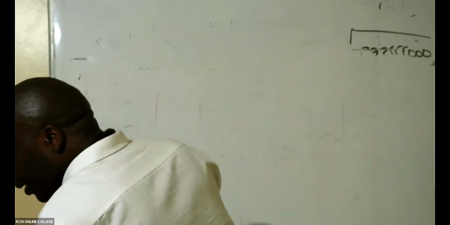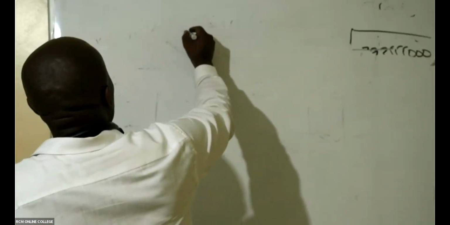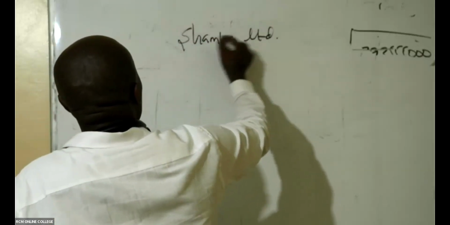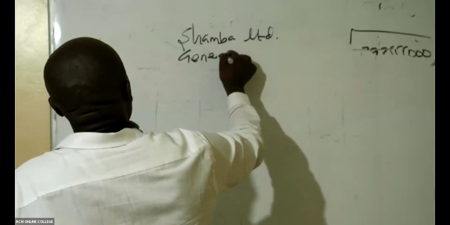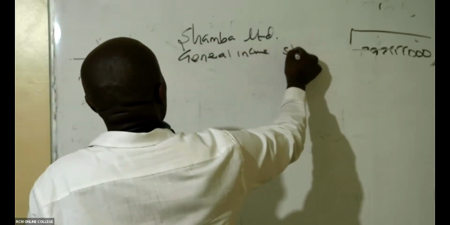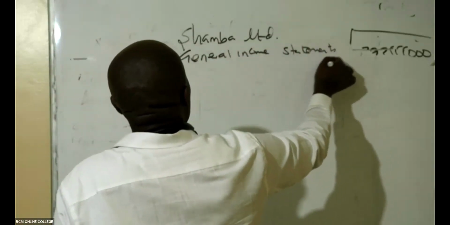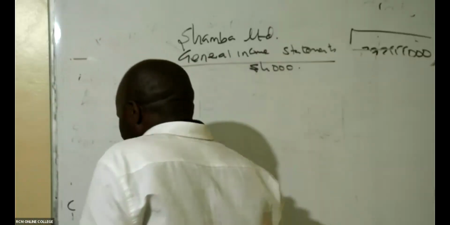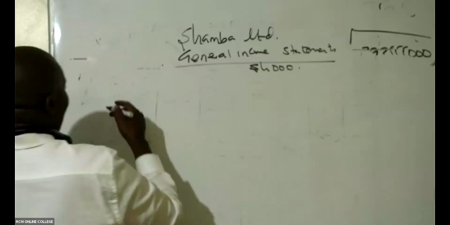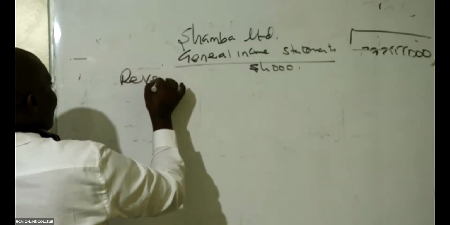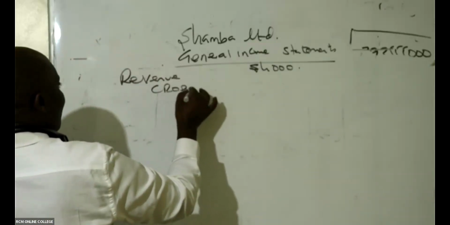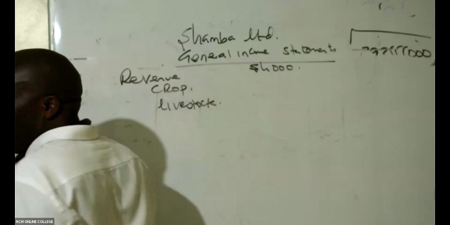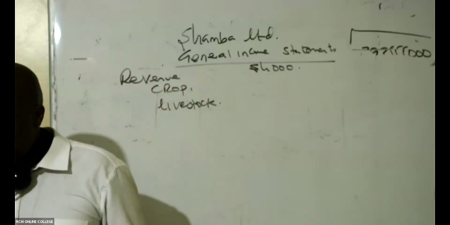So remember, you must start by writing the name of the company. It's called Shamba Limited. Now you talk of general income statement. Remember, all our figures are in shillings, thousands. So we start with our revenue. The first one, in this case, is revenue from crop. And then we have revenue from livestock.